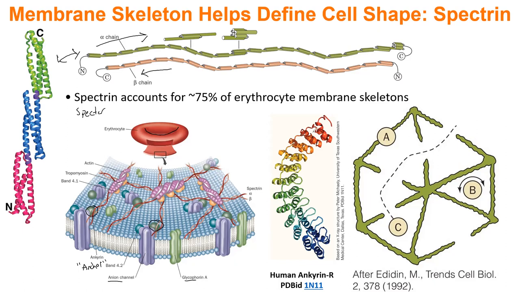Now, here's what ankyrin actually looks like. A bunch of alpha helixes in this half circle shape. And this web of ankyrin and spectrin makes the membrane have some unique properties. And here is an example of what spectrin would look like on the membrane. And A, B, and C are proteins. Based on how proteins interact with spectrin, they have different movement properties.